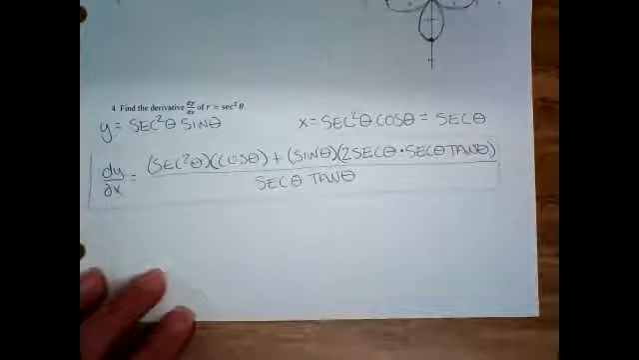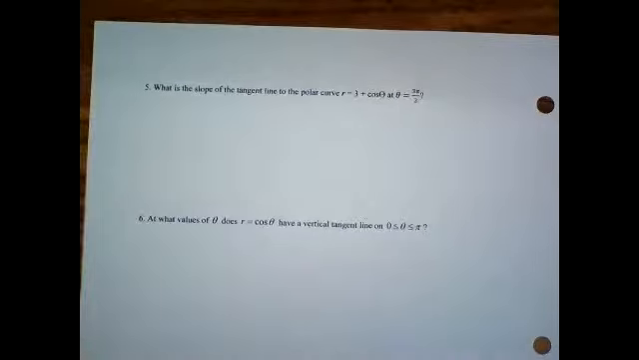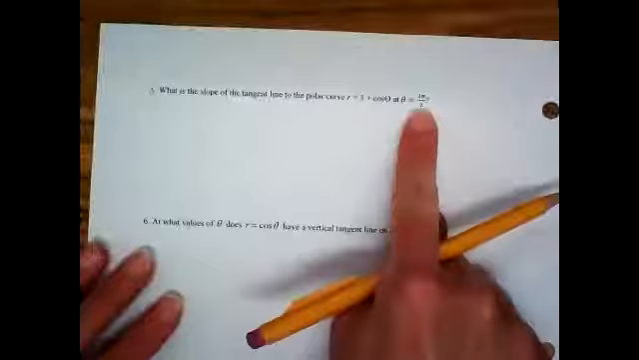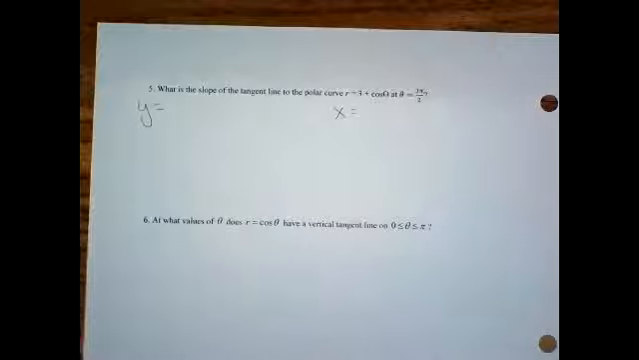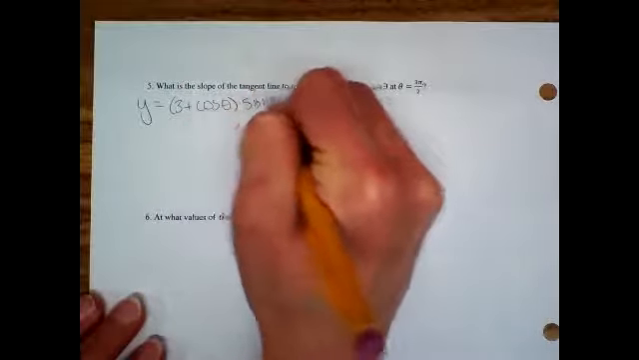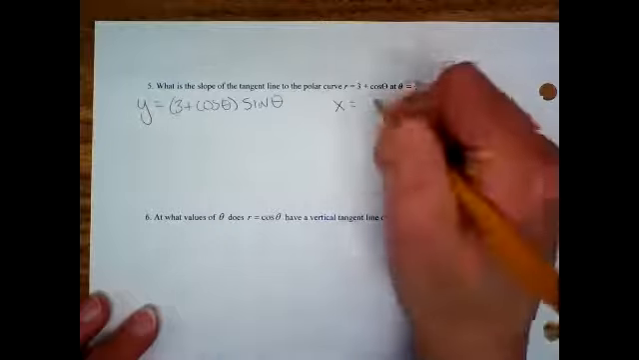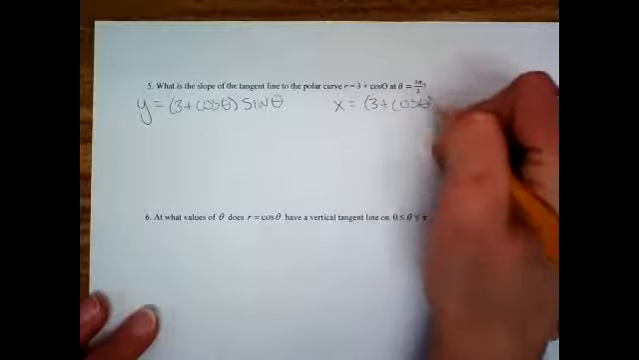Question? Or are you okay? Okay. All right, what is the slope of the tangent line? That means derivative at 3 pi over 2. So you're going to do the exact same thing we did here, except then plug in 3 pi over 2. You're just going to do the derivative at that value. All right, so first we need to find y and x. Y is going to be this, what was it, 3 plus cosine, times sine, and x is going to be that times cosine.